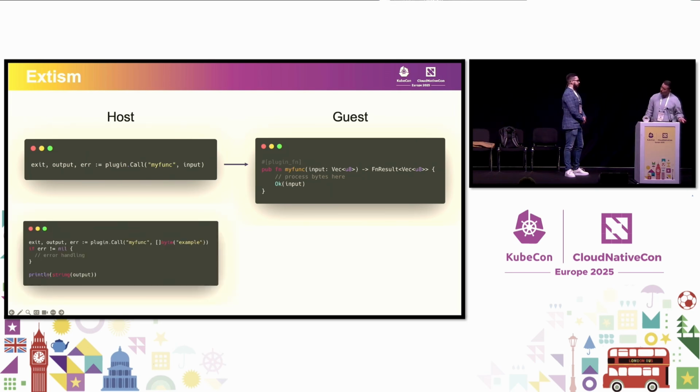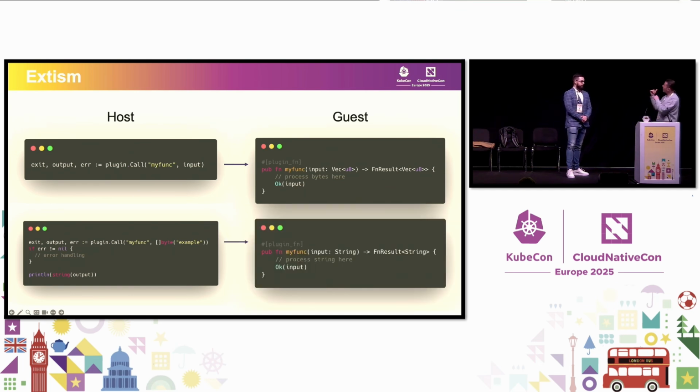So you can use it with strings as well. In the case of the Go host, you need to convert. But on the guest side, it's pretty neat. See, function signature, just getting string as an input, string as an output. Again, happy days. Where it gets even more interesting is that you can also use JSON to pass things around.